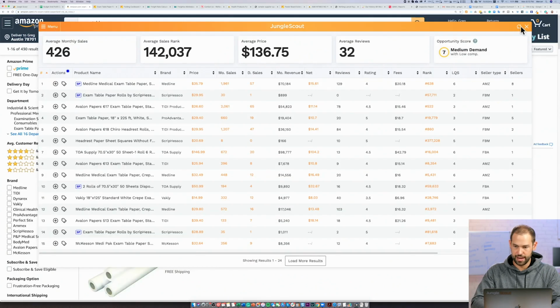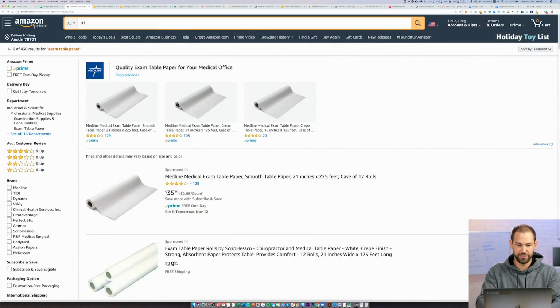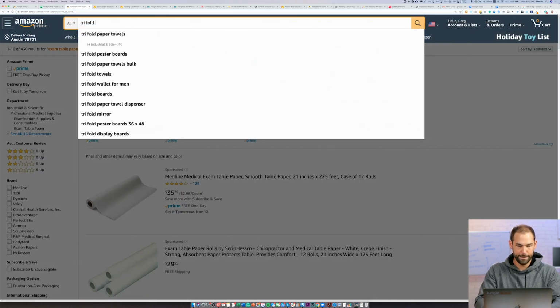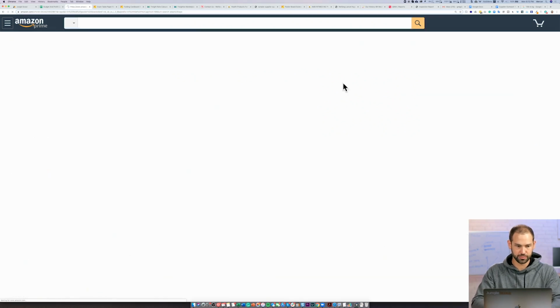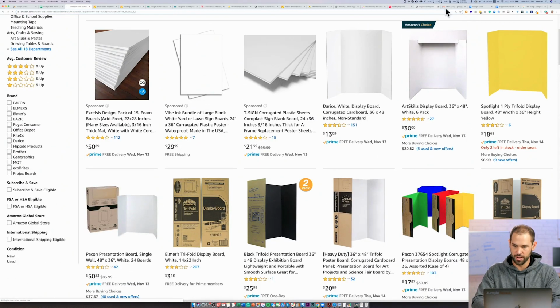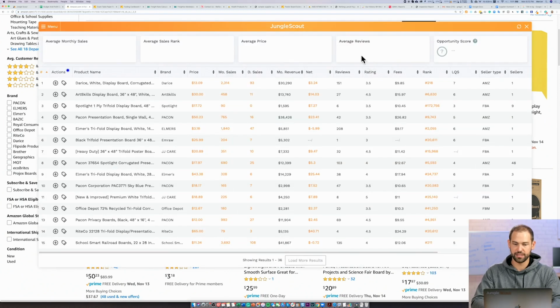Let's take a look now, though, at the trifold poster boards. All right, so I'm gonna use the extension again, and we want to figure out what kind of pack we want to do, and what sizes. So it's like a 24 pack. Let's see which ones of these are selling best.